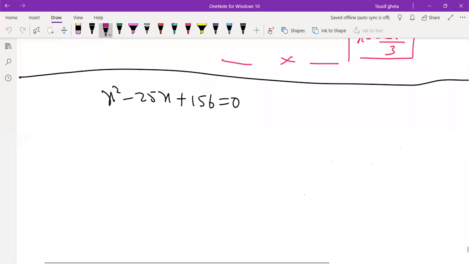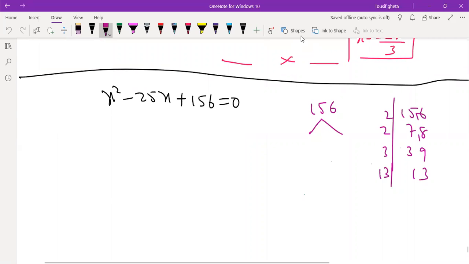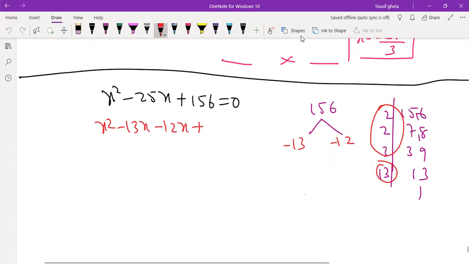So we need 156, and if you don't know, you can just take factorization. 2 sixes are, 2 threes are, 3 13s are. So you can take this 12 and 13, which give you 25 also. So minus 13 and minus 12. x square minus 13x minus 12x plus 156 equals 0. Take common x, x minus 13, minus 12 common, x minus 13 equals 0. You will get x is equal to 13 and another answer also 12.